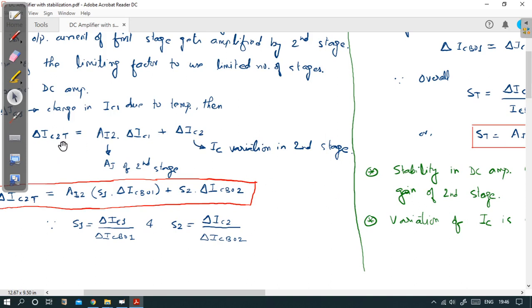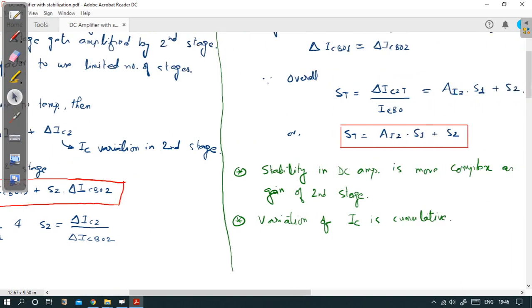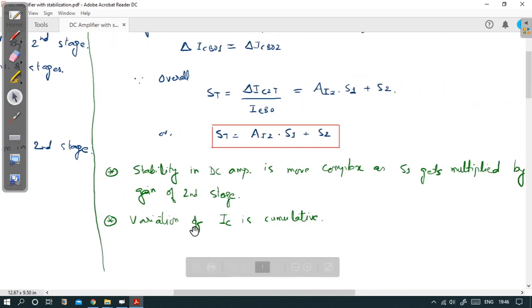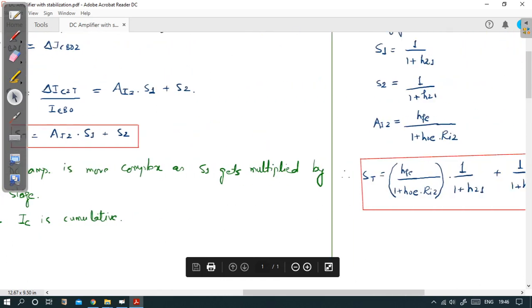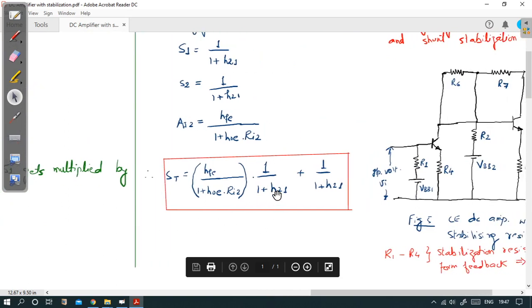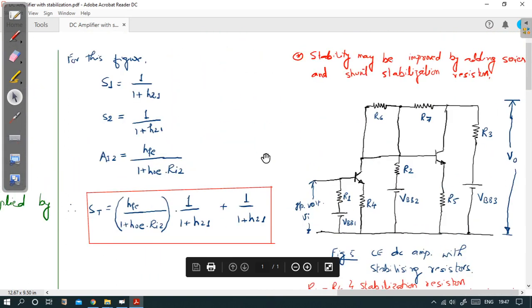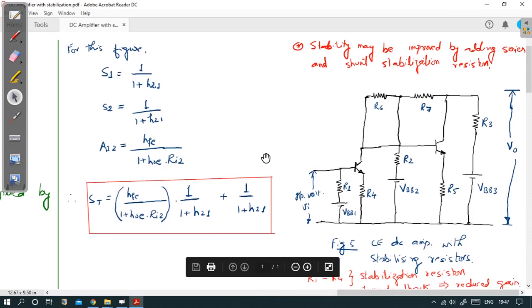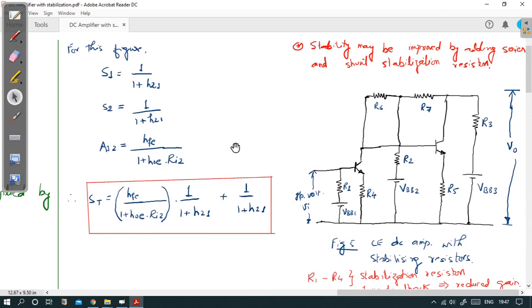Since this is a two-stage basic DC amplifier, that's why it is IC2. So the point here is that IC is cumulative in nature. With each stage the value of IC is getting amplified, so if there is any undesired variation, that will also get amplified.